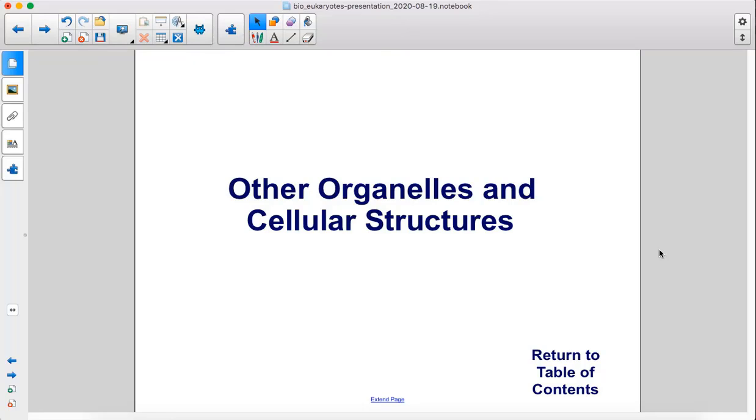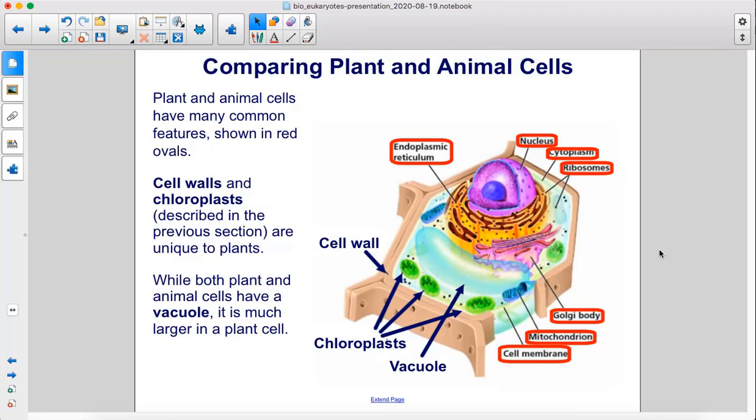Other organelles and cellular structures. Plant and animal cells have many common features shown in red ovals. Cell walls and chloroplasts, described in the previous section, are unique to plants. While both plant and animal cells have a vacuole, it is much larger in a plant cell.